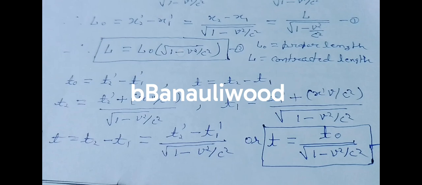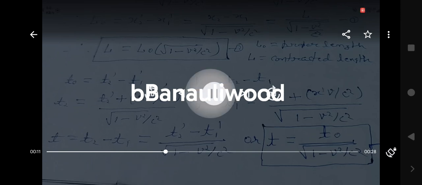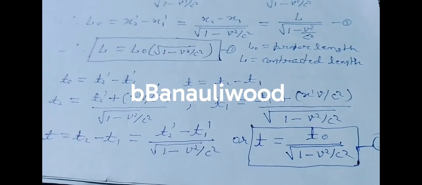Hence the time interval t = t2 − t1 = (t2' − t1') / √(1 − v²/c²), or t = t0 / √(1 − v²/c²). This is equation 3.